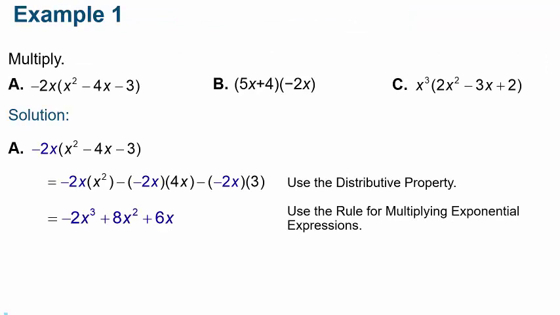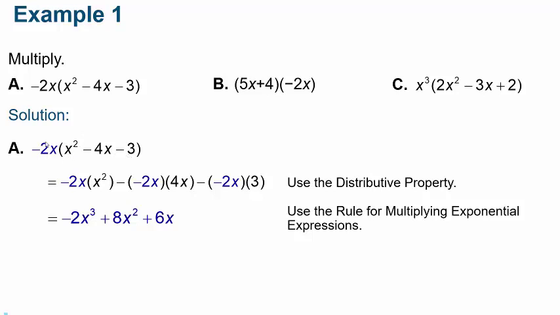Okay, so I want to work through 3 quick examples here. All right, first one, multiply. So I want to take minus 2x, multiply it by x squared minus 4x minus 3. And then over here, I want to do 5x plus 4 times minus 2x. And then finally, I want to do x cubed times 2x squared minus 3x plus 2. Okay, so here, this first one. Minus 2x times x squared minus 4x minus 3.